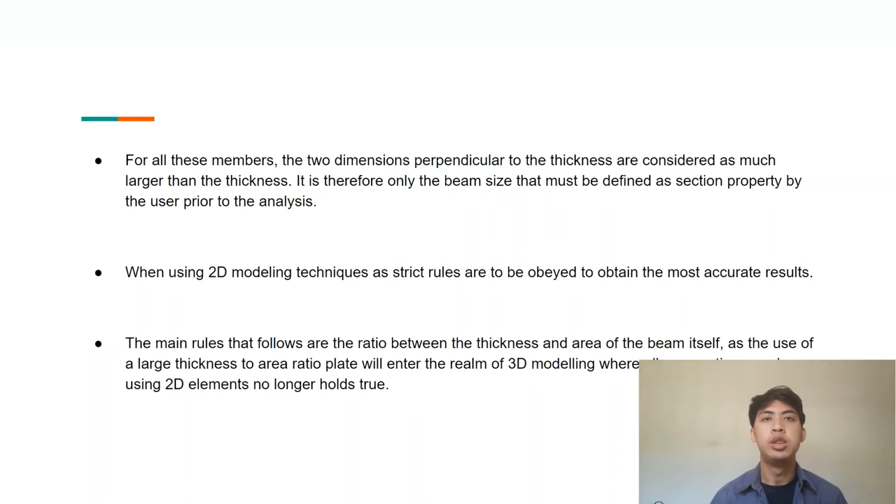And also, when using 2D modeling techniques, there are strict rules to be applied to obtain the most accurate results. The main rule to follow is the ratio between thickness and area of the beam itself, as the use of a large thickness to area ratio plate will enter the realm of 3D modeling, where all assumptions made using 2D elements no longer hold true.